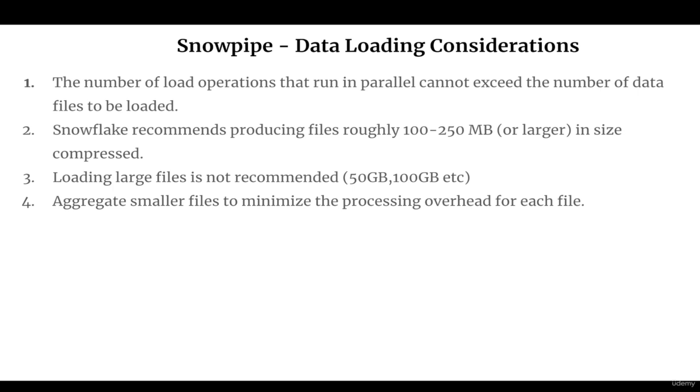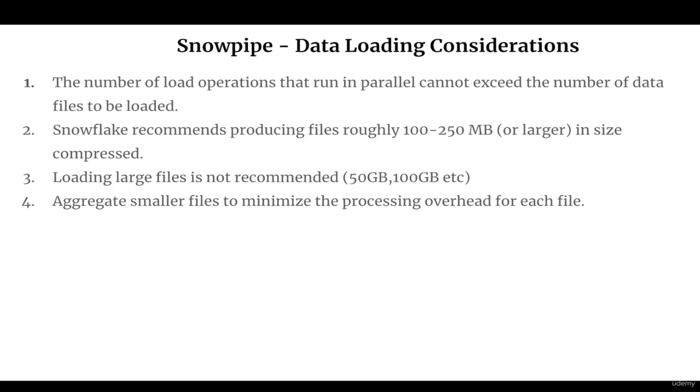Let's say you're planning to ingest 5 files into a Snowflake table from your staging environment. Now, there's absolutely no way you can have more than 5 threads trying to perform this task. So if you have 5 files to be ingested, you cannot have 7 threads trying to perform this task. So the number of load operations that run in parallel cannot exceed the number of data files to be loaded. So you must try for concurrency.